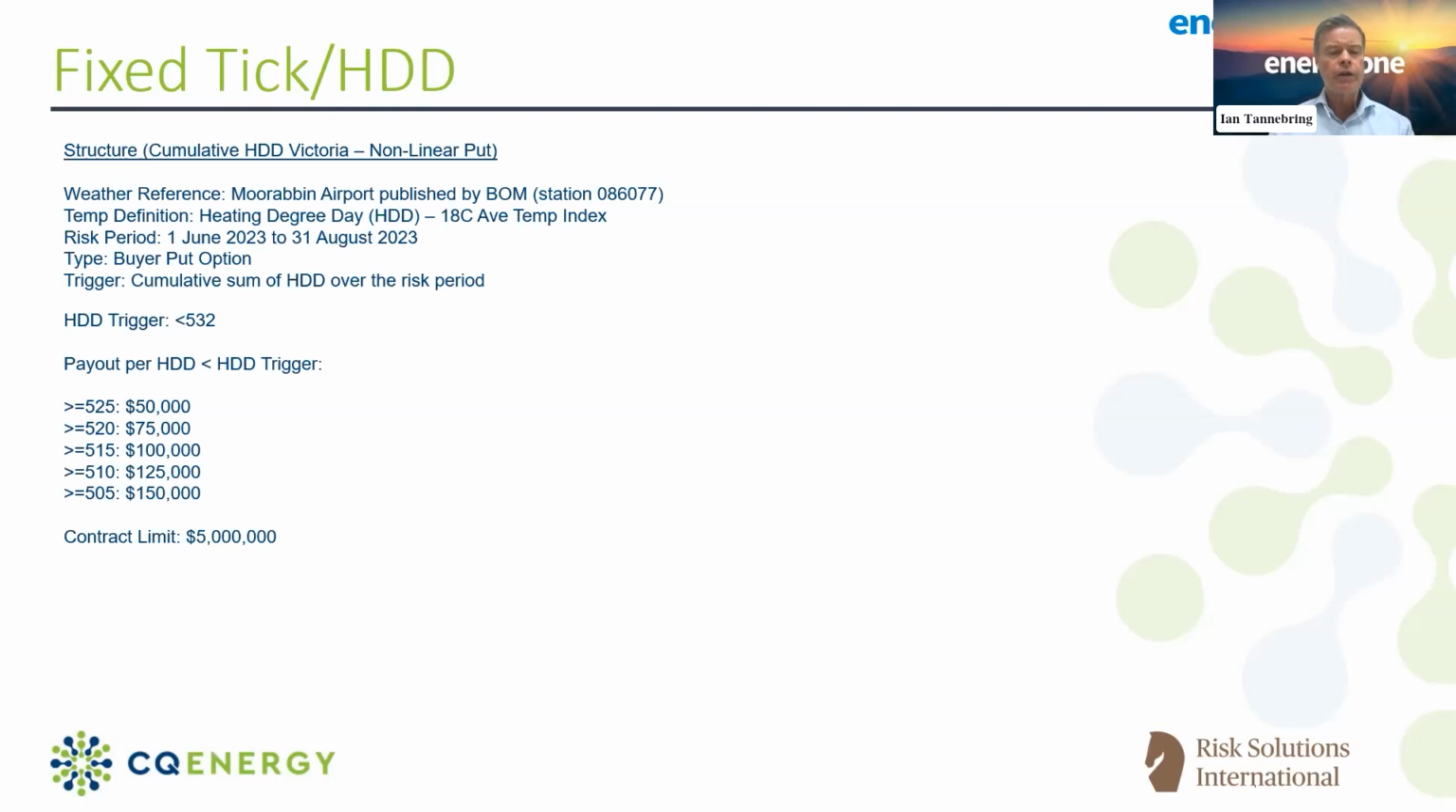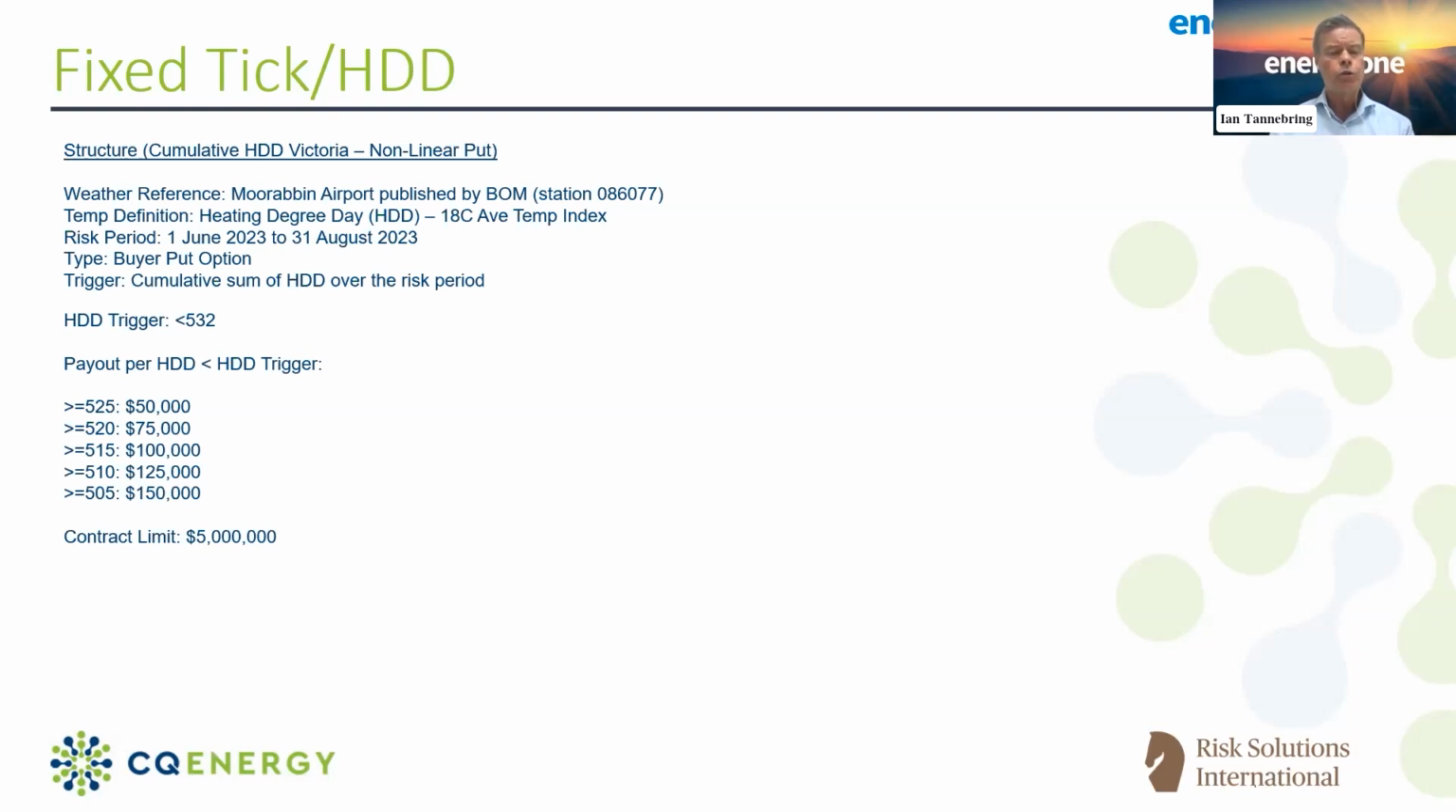So in this particular example here, the buyer was actually concerned about the risk of a cold winter, i.e. a lack of warm weather, and that cold winter may actually cause them to have to go and procure more gas for their retail business. So the reference weather station was Moorabbin Airport in Victoria. The structure, as I said, was heating degree day with an 18C average temperature strike across a day. It's the average of the maximum and the minimum. It was across our winter period.